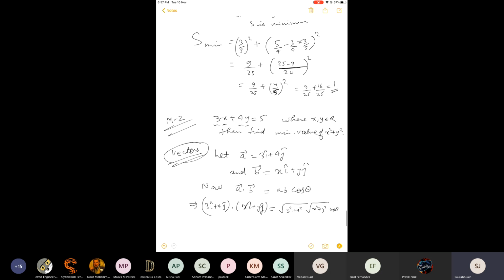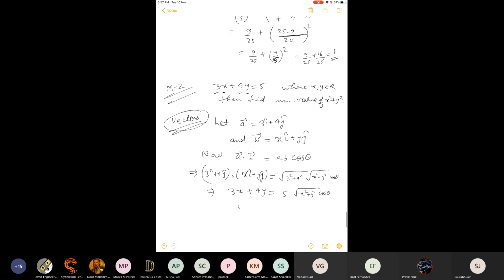So, you will see that this is a very easy method in comparison to calculus when we talk about the calculation part, because in the next step you will get the answer. You know how to do the dot product. i dot i is 1, i dot j is 0. So, you will get 3x plus 4y only, and that value is given as 5 in the question. So 5 cos theta under root x square plus y square, 5 gets cancelled. So ultimately under root x square plus y square is 1 by cos theta.